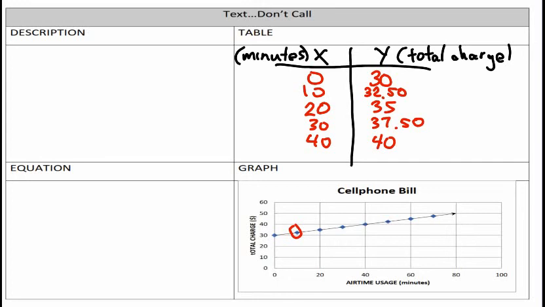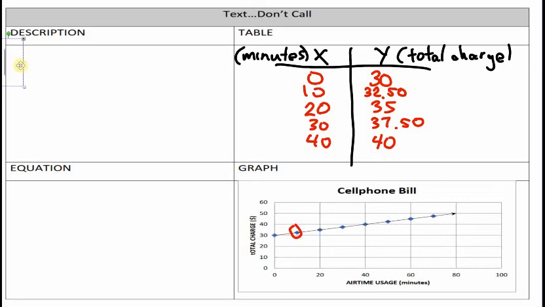All right, after I've made my table, I can move on to either description or equation. And I think I'm going to try and come up with the description. The description box is often the hardest one for students to fill in because it's kind of hard to put words to something. So I'm going to look at my graph. It's about a cell phone bill, okay? I know that because that's the title of the graph. It's airtime compared to total charge.